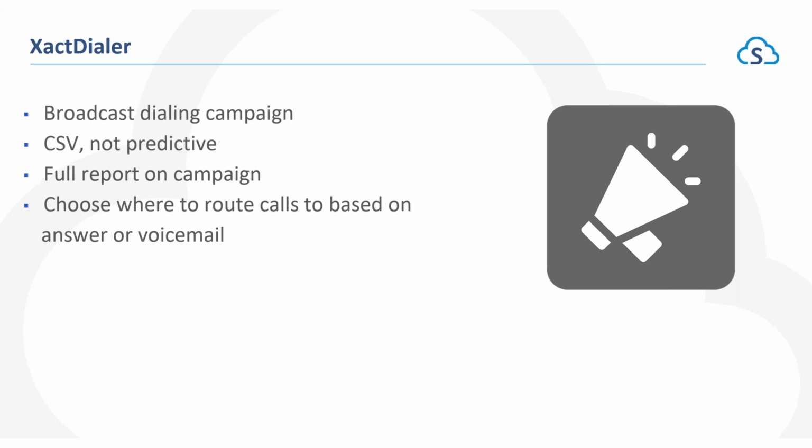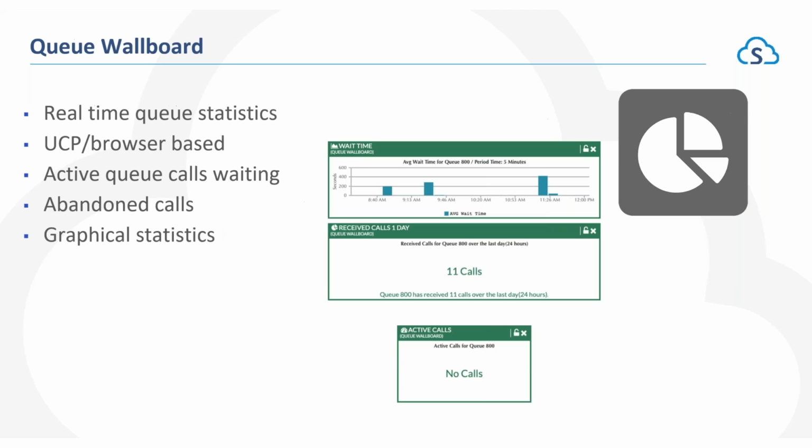So what happened to every single call? Was it answered? Did it go to voicemail, or was it routed to an agent? So yeah, if that is something that you need for your organization, Exact Dialer is the module to have for you. Queue wallboard, this is if you are interested in real-time statistics.